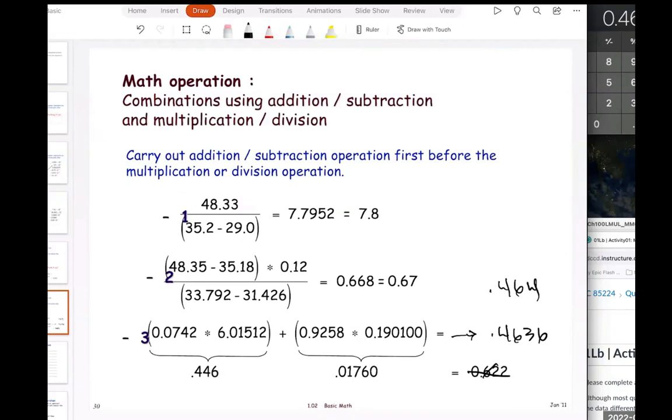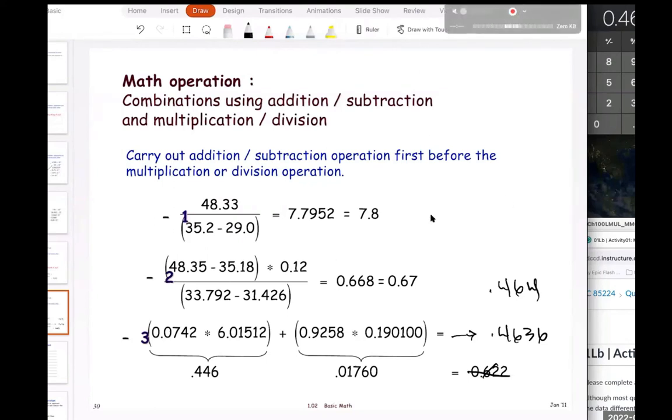So again, when you have mixed operations, always go within the parentheses first, and then use the rules that we talked about. The rules that we just talked about, addition, subtraction, multiplication, division, that's probably the hardest of this activity.